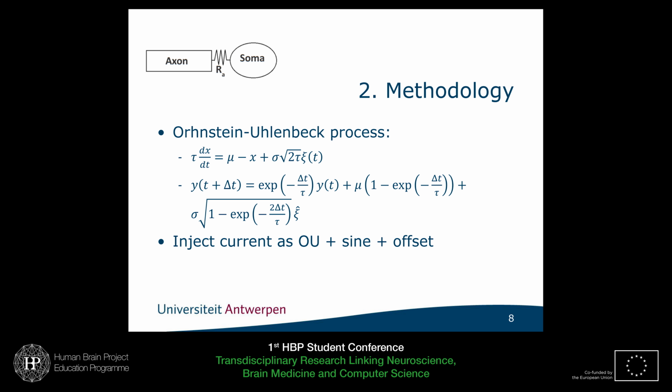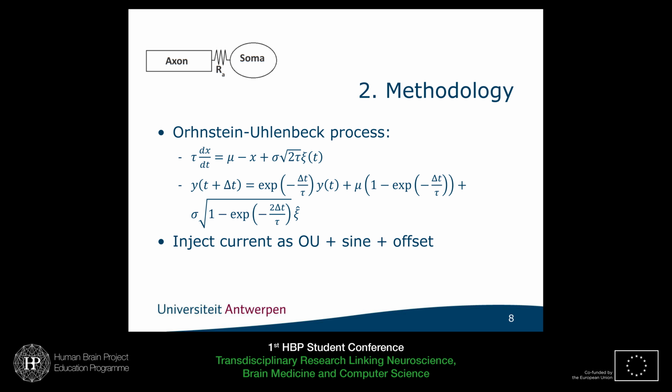It's not that important. But the most important part is the sine, and this sine we will change in frequency. And now I will say that if I inject this sine current into my soma, my neuron will follow this sine current. And what do I mean by follow this sine current? I mean that when the input sine is at its maximum, the neuron will fire more, just because it has more current. When it's at its minimum, it will fire less.